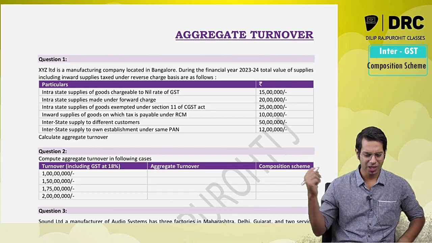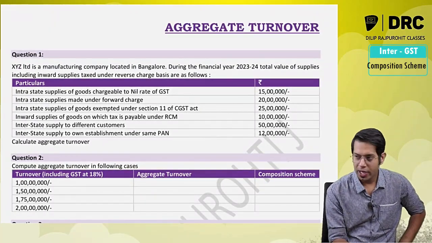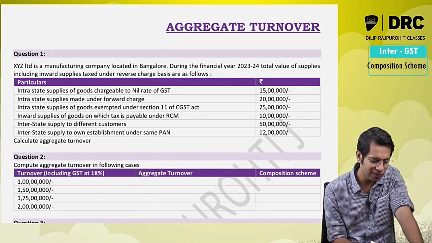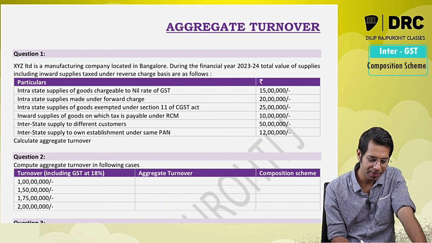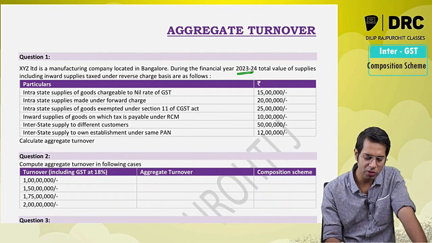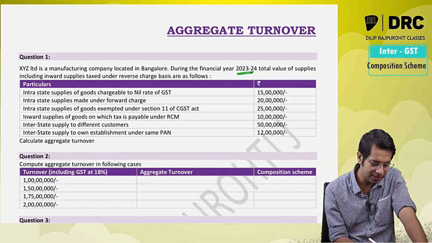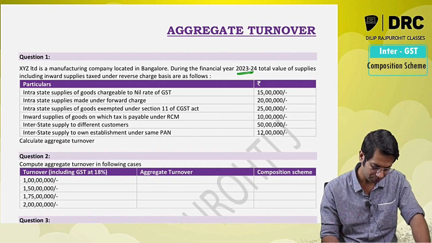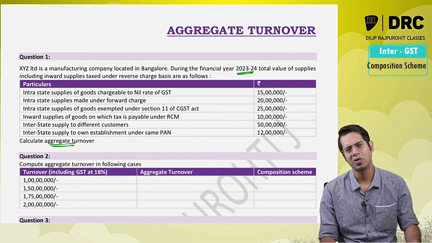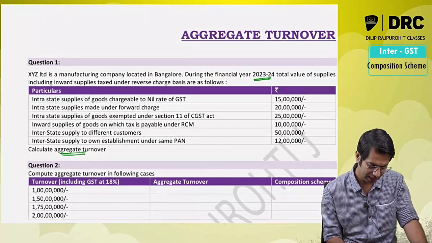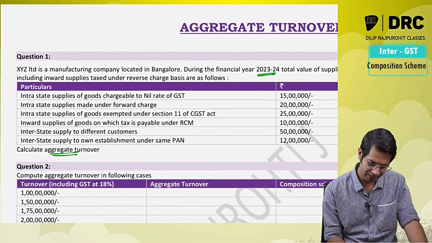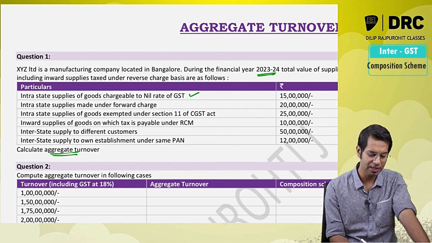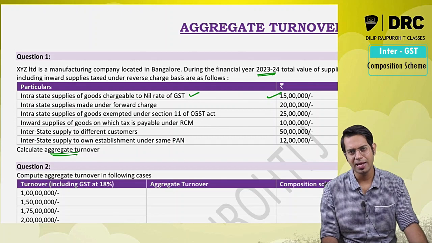First we'll do questions on aggregate turnover and then composition scheme. XYZ Limited is a manufacturing company located in Bangalore. During the financial year 23-24, the total value of supplies including inward supplies under reverse charge are as follows. You are required to compute the aggregate turnover. It has made an intrastate supply of nil rated goods. Will it be included in your aggregate turnover computation?